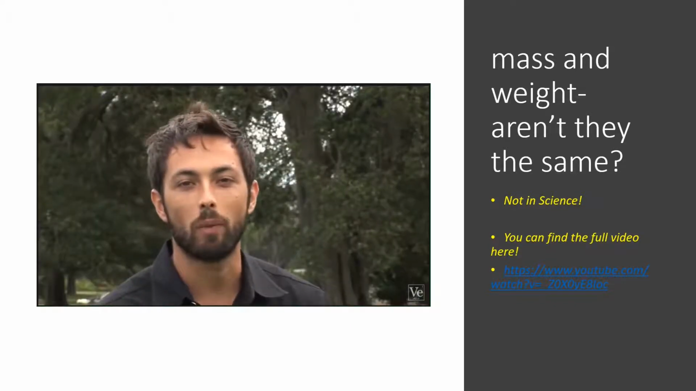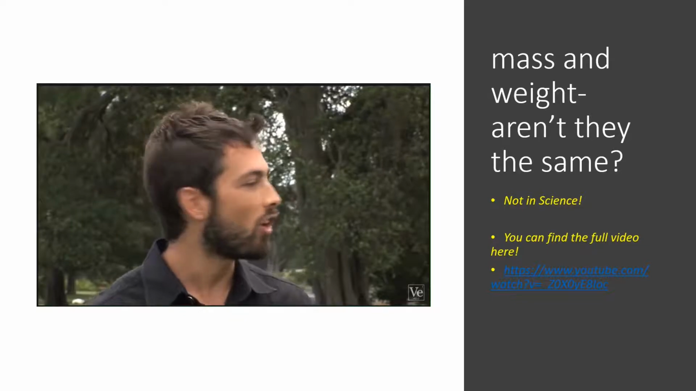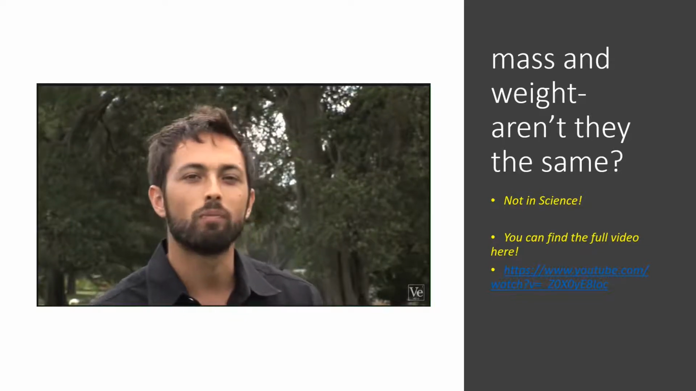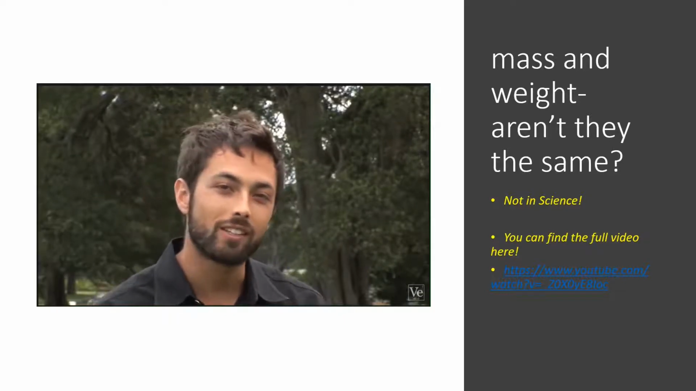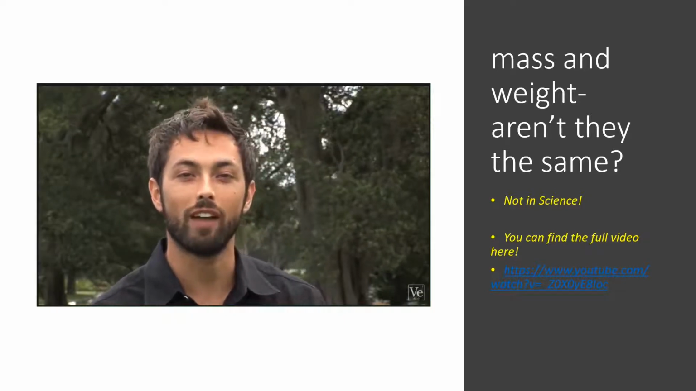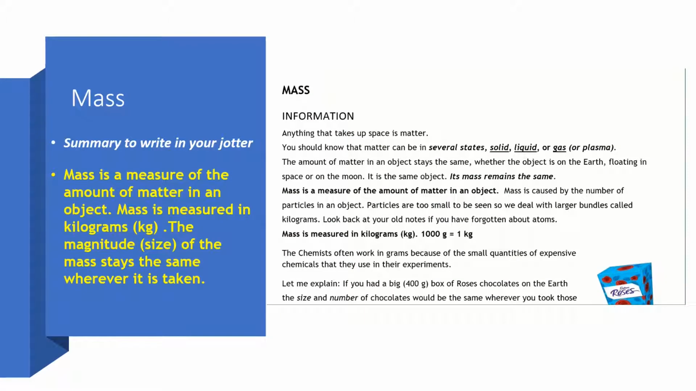So I've got a little experiment today where I brought my car out here. I'm going to ask some people, why is it difficult to push my car? And my bet is their answer will be because the car is heavy. Mass. Anything that takes up space is matter. The amount of matter in an object stays the same, whether the object is on the Earth, floating in space, or on the moon. It's the same object, its mass remains the same.